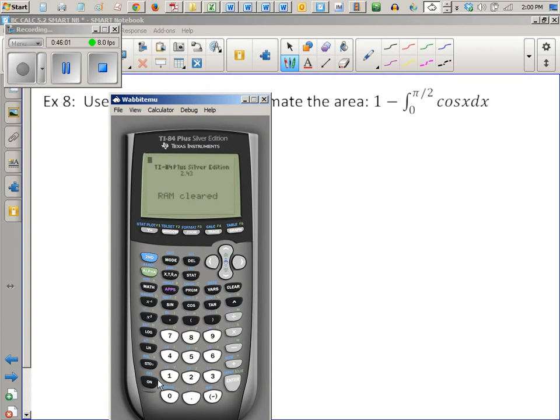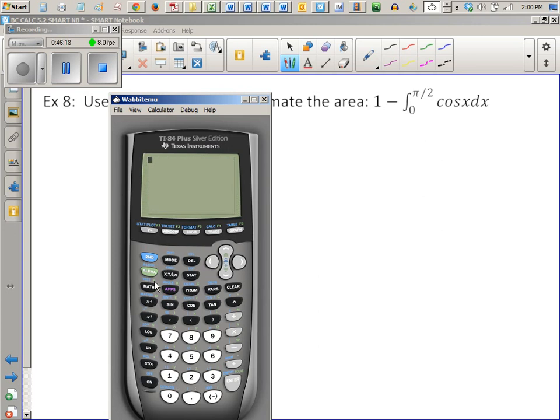Okay, so what we're going to do is turn this thing on and go into home screen, actually. And make sure it's in radians, because we said before that the derivative of sine is cosine, that sort of thing, only if you're in radians. So we want to be careful to keep our calculator in radian mode.